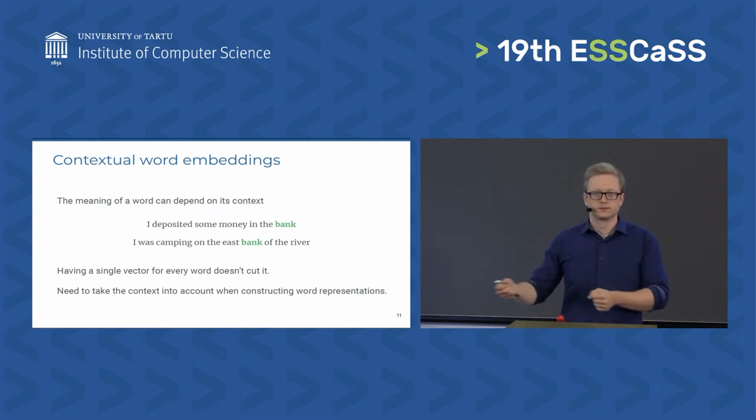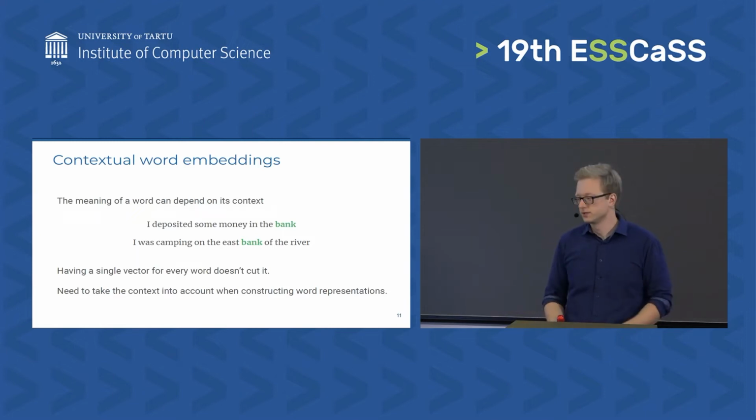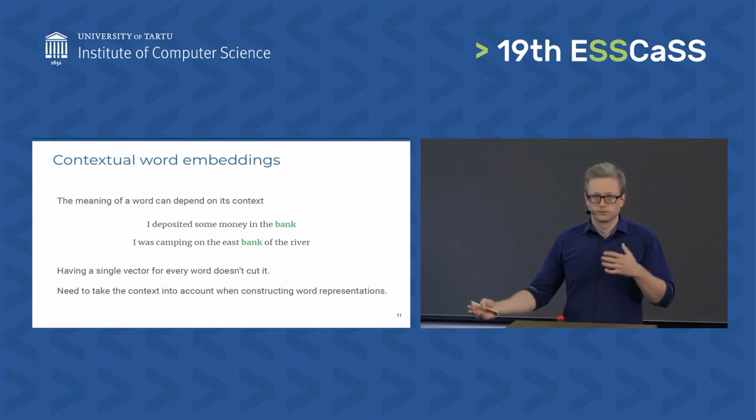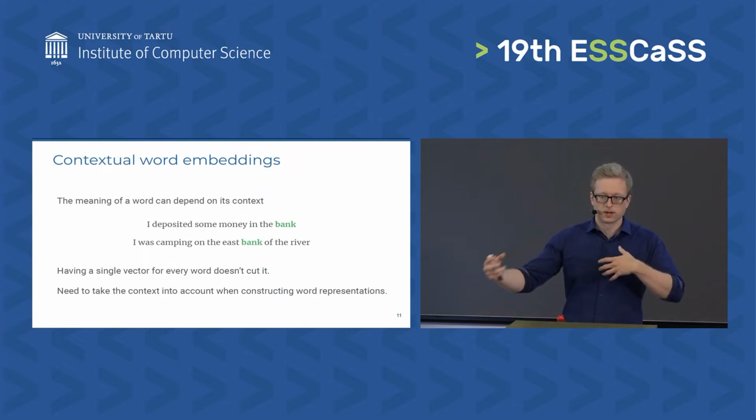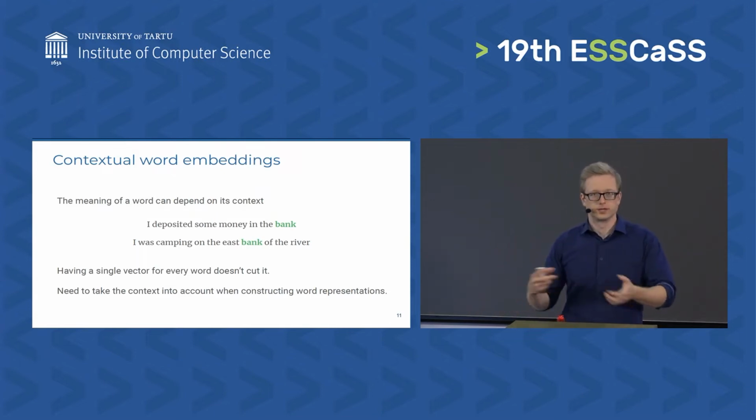These 2 senses of the bank are clearly very different. If we use the same representation for both cases, our model is not going to work well. It's probably going to learn some kind of a mix between the 2 senses of the word. So it's probably going to suffer in both cases.